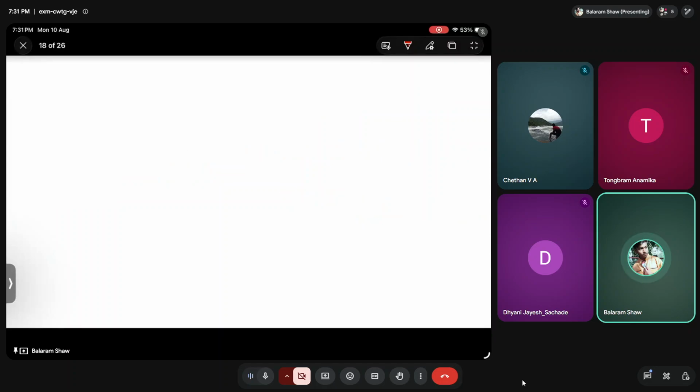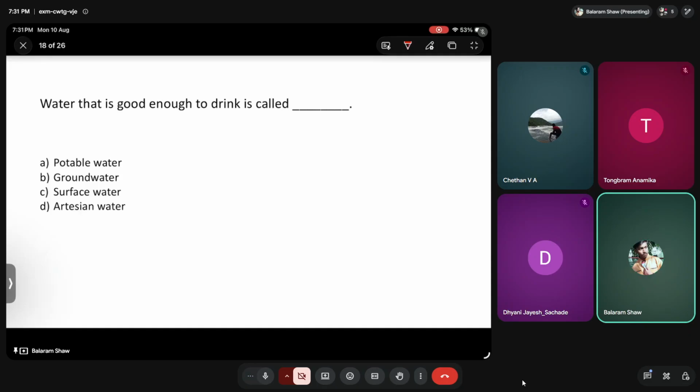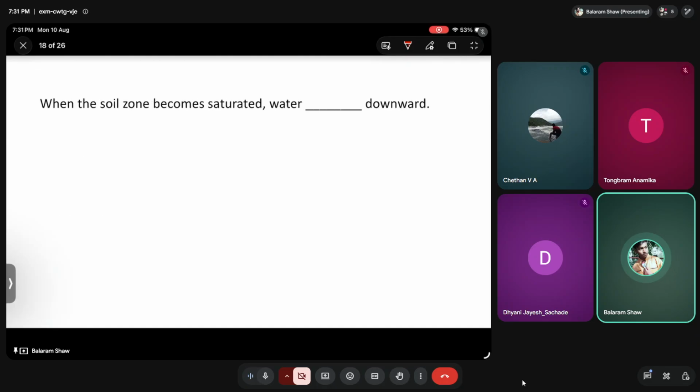Next question: water that is good enough to drink is called. This is a simple question. A, that is potable water, right? Correct answer is A. Next question: when the soil zone becomes saturated, water dash downward. Water will percolate downward, right? So the correct answer is C. Yeah, correct. Nice.